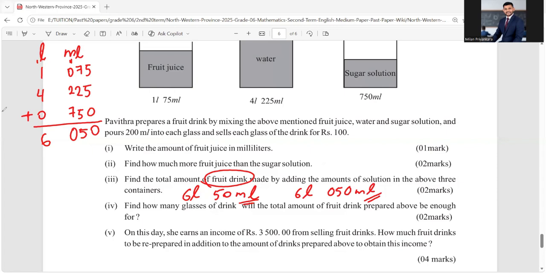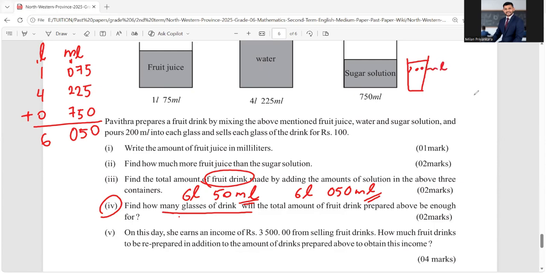And then the fourth part: find how many glasses of drink the total amount of fruit drink prepared above will be enough for. How many glasses? That means how many glasses that Pavitra can make using this drink. Actually, she sells 200 milliliters in a glass, right?